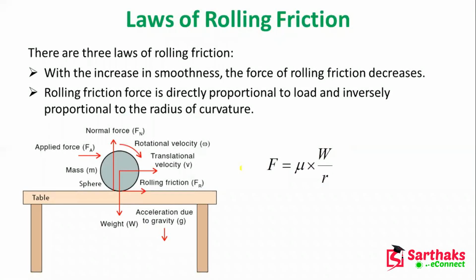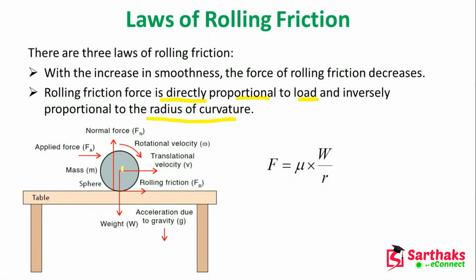Now, laws of rolling friction. Here, with the increase of smoothness, the force of rolling friction decreases. If your surface is very smooth, through which your car wheel is moving, or through which any log will move, at that time you can see that the rolling friction decreases. Rolling friction force is directly proportional to the load and inversely proportional to the radius of curvature.